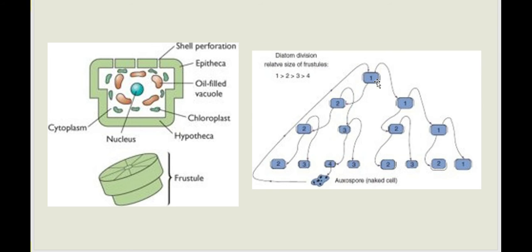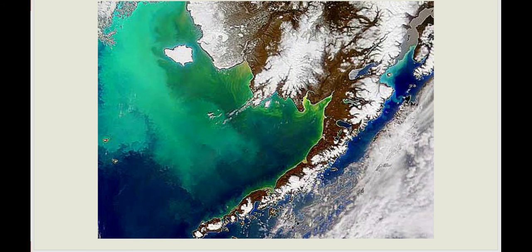All right. So one of the advantages of dividing asexually is that you can do it really, really fast. And that means you can take advantage of times when things are really good.